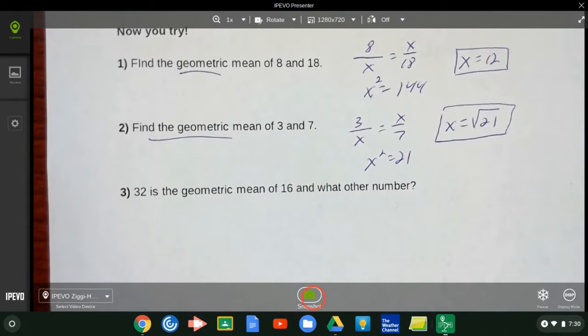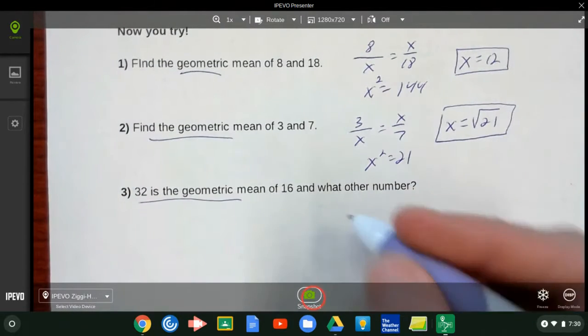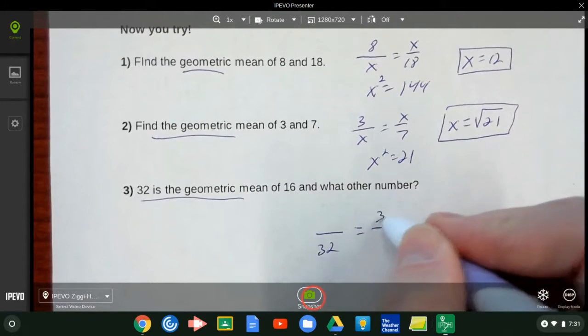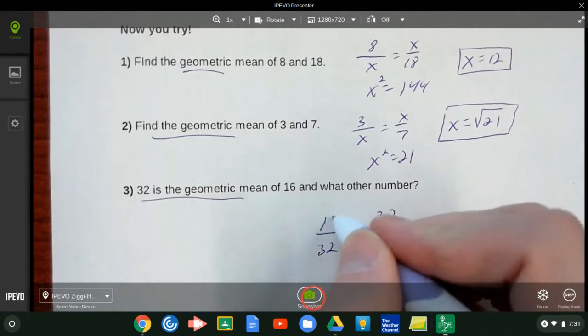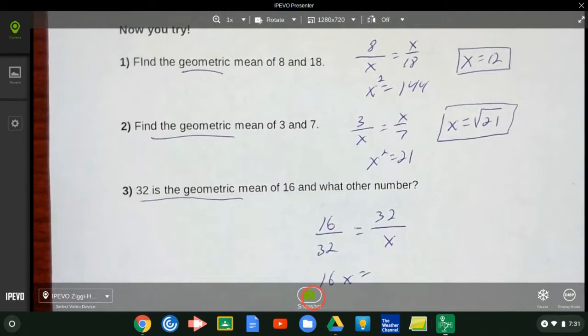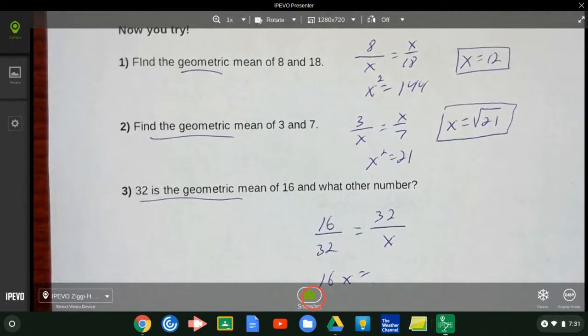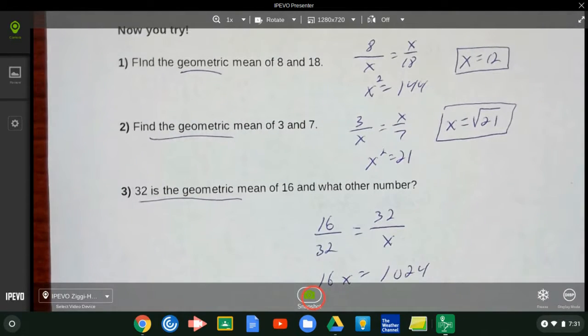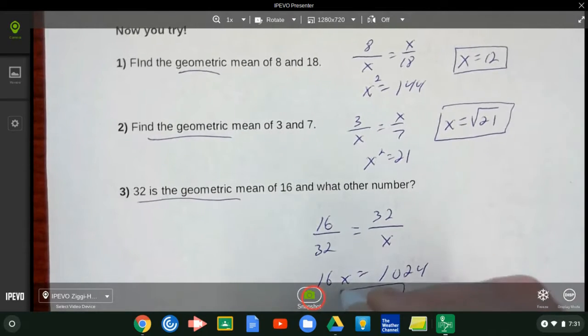Last one. So this time we're given the geometric mean. So that goes into my means position, 32, 32. 16 is one of the extremes, find the other. So 32 times 32 gives me 1,024. Divide that by 16, and I get 64.